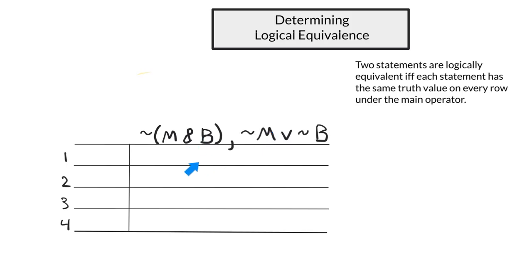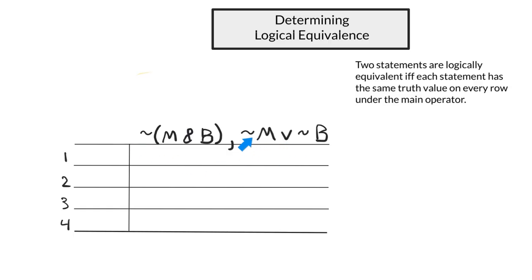If they are logically equivalent, we will find that they have the same truth value on every row under the main operator for each statement. So our first step needs to be determining what kind of statements each of these are and what the main operators are. Let's look at our first statement here. It's not the case M and B. M and B are inside the parentheses, and that is a conjunction, but outside of the parentheses is our tilde, our negation. So the main operator here is going to be the tilde.